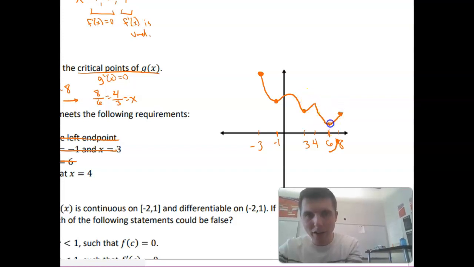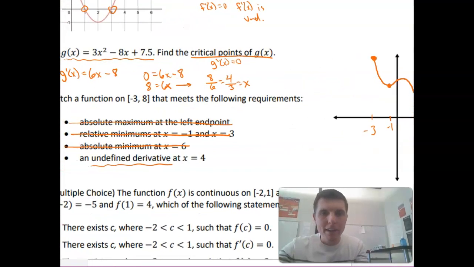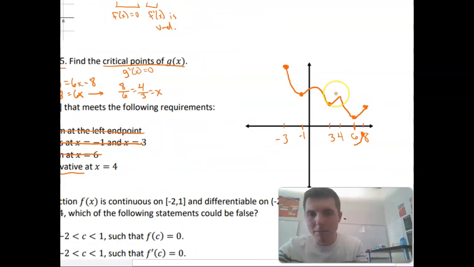I honestly don't even have to go that far down. Is it still an absolute minimum at 6? Yeah, it's still the lowest point. Is my derivative undefined here? Yeah, it's a cusp. It's too sharp. It's not smooth. My roller coaster wouldn't work.